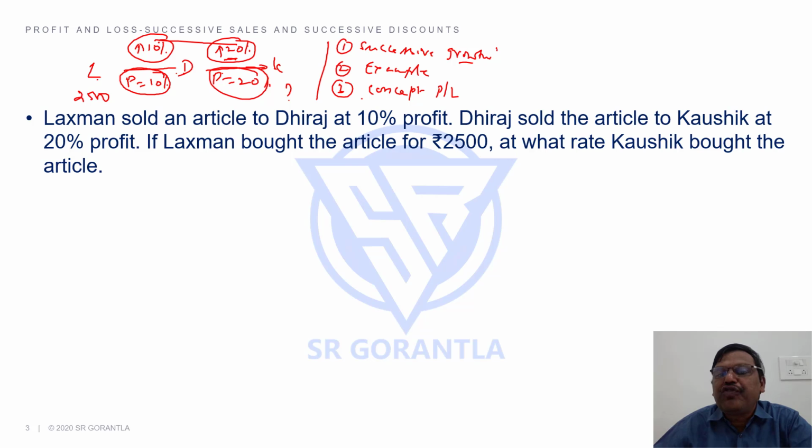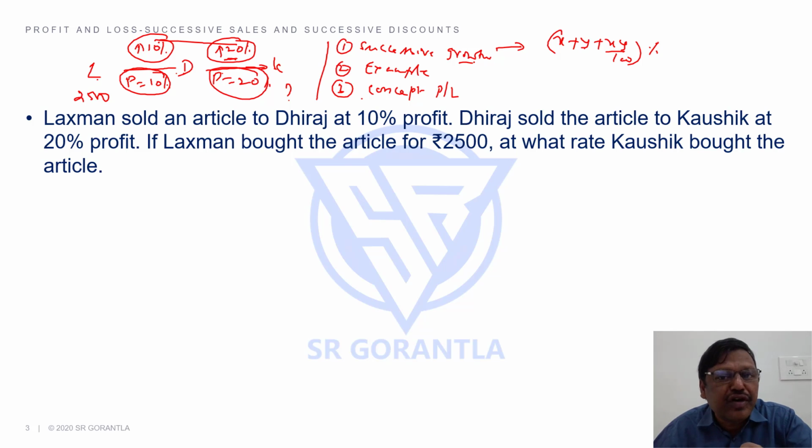What is successive growth formula? You know, x plus y plus xy by 100%. If x and y are the two growths, x plus y plus xy by 100% is the successive growth formula which we discussed in the previous topic called percentages, right? We have a playlist under which we have some videos, you can watch that. x plus y plus xy by 100. x and y are 10 and 20.